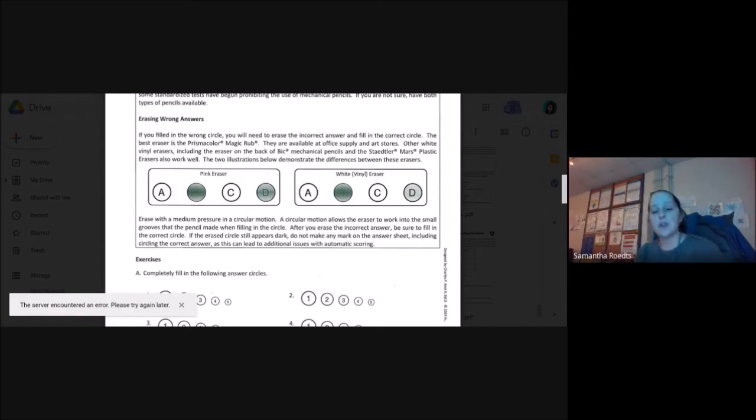Erase with a medium pressure in a circular motion. The circular motion allows the eraser to work into the small grooves that the pencil made when filling in the circle. After you erase the incorrect answer, be sure to fill in the correct circle. If the erased circle still appears dark, do not make any mark on the answer sheet, including circling the correct answer, as this can lead to additional issues with automatic scoring.